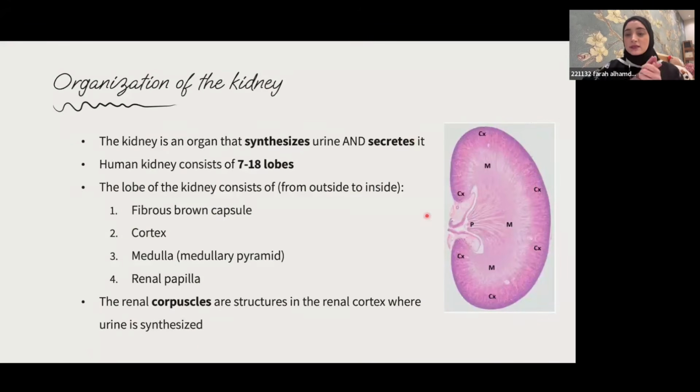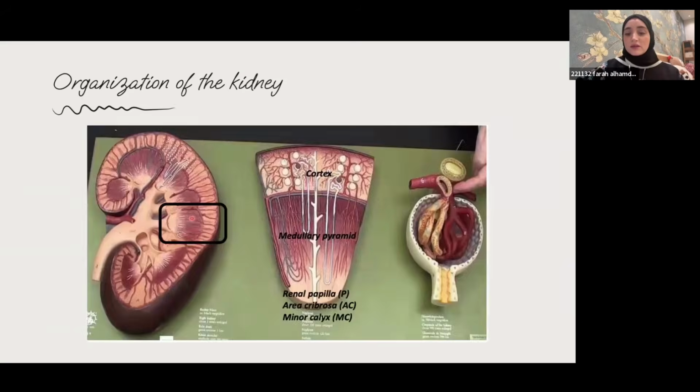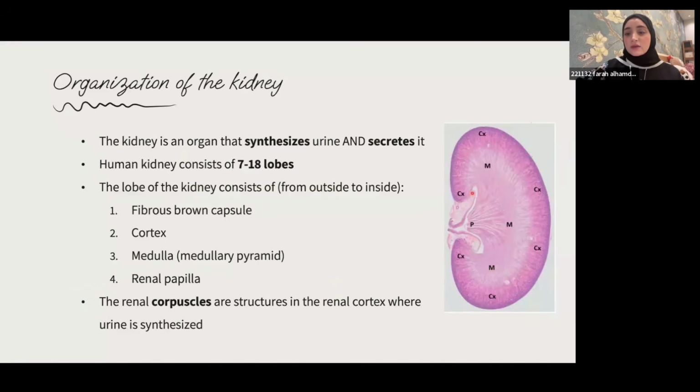The human kidney is the organ that synthesizes urine and secretes it. So here, urine is synthesized, and then it's secreted. We have, as I said, 7 to 18 lobes, and the lobes of the kidney consist, from outside to inside, of the fibrous capsule, then the cortex, then the medulla. This is a slide of a mouse kidney, so you can only see one lobe here. However, in the human kidney, we have 7 to 18. And then we have the renal papilla, which is this area right here.